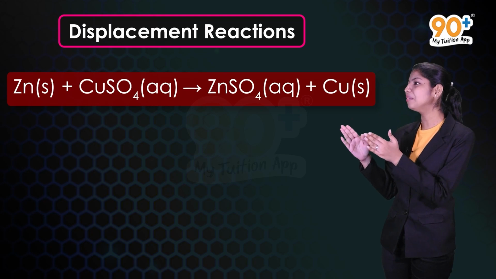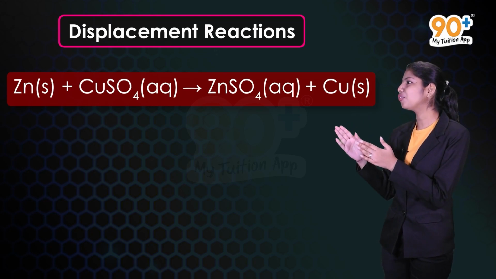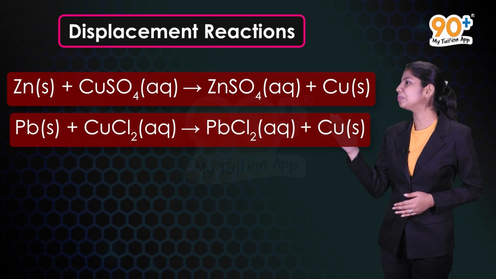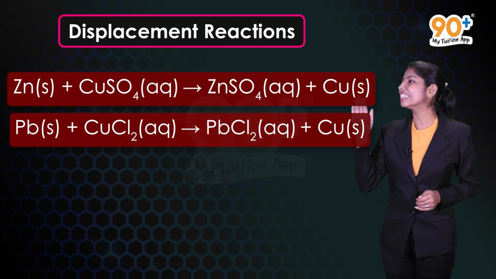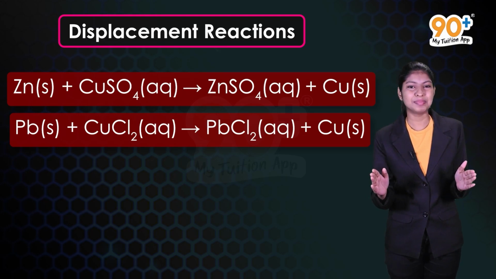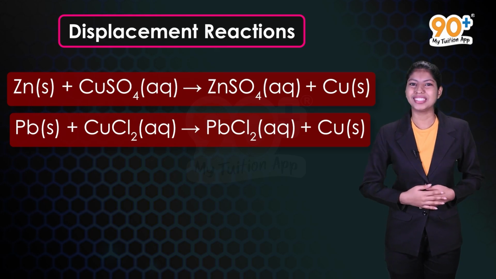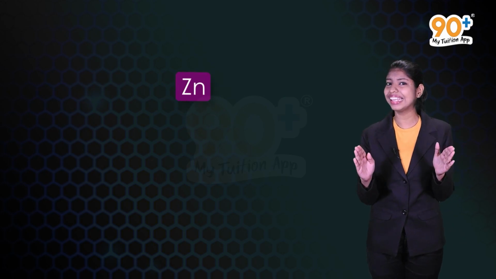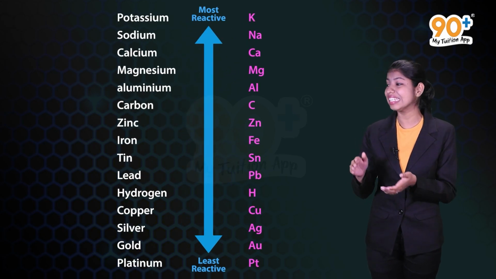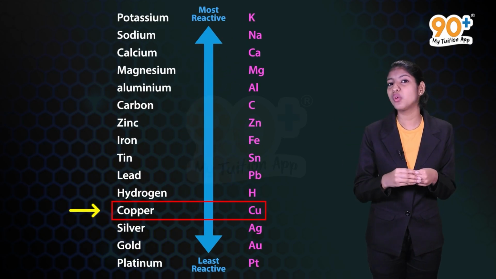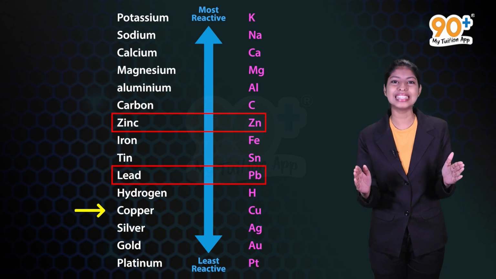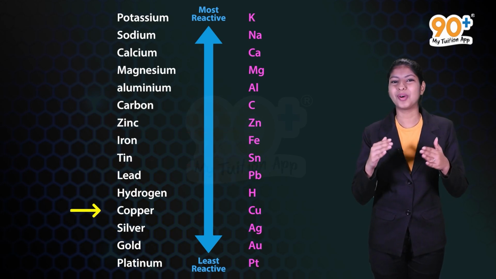Here are some more examples of displacement reactions. They are Zn plus CuSO4 gives ZnSO4 plus Cu, and Pb plus CuCl2 gives PbCl2 plus Cu. Here we can see zinc and lead are more reactive than copper, therefore they displace copper from its compound. How can we say that zinc and lead are more reactive than copper? According to the reactivity series, copper is lower in the reactivity series than zinc and lead. Therefore, they can easily displace copper from its compounds.